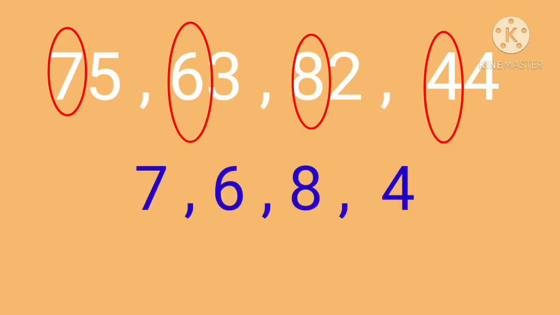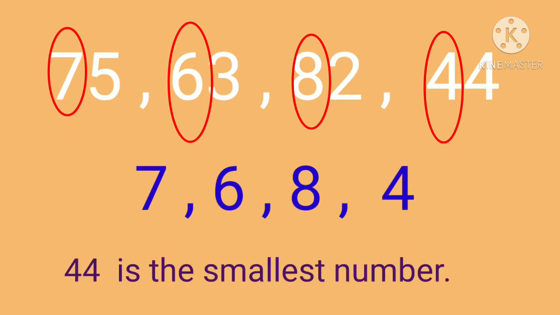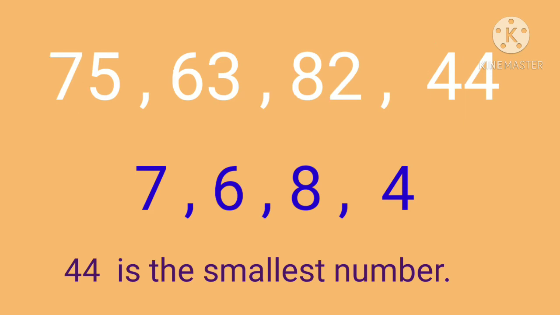So, what are the tens digits here? Yes, 7, 6, 8, 4. So, tell me which is the smallest number? Yes, 4 is the smallest number. So, we can say that 44 is the smallest number.